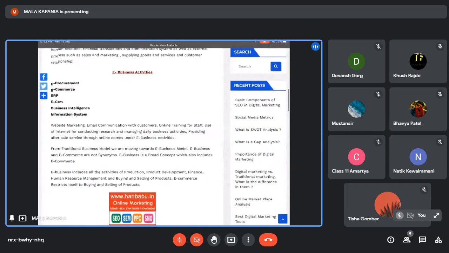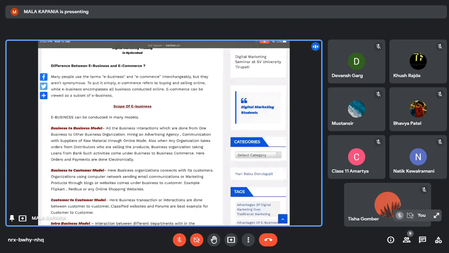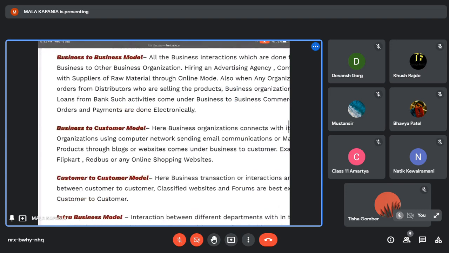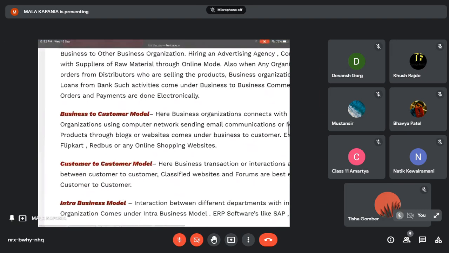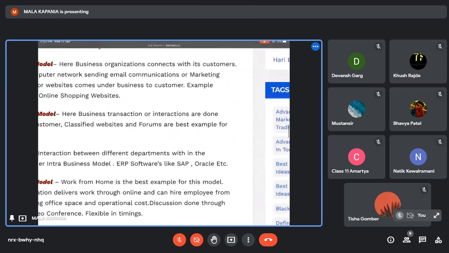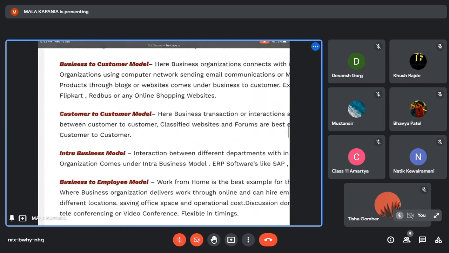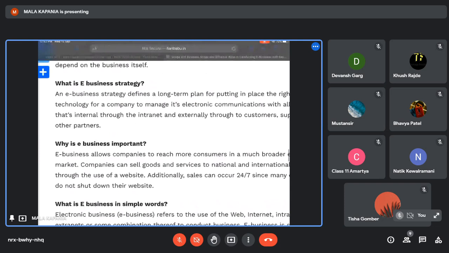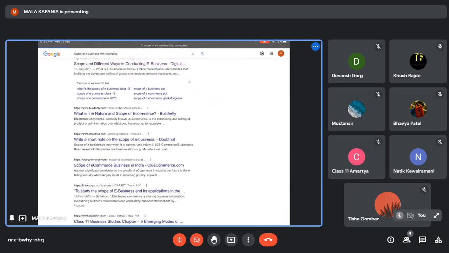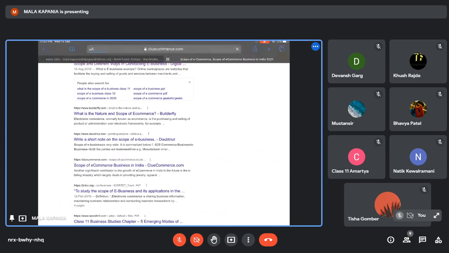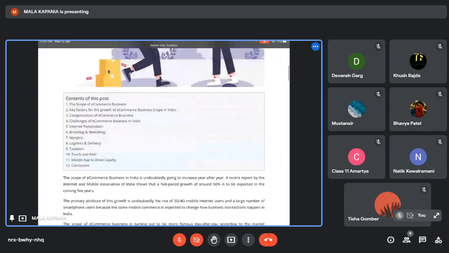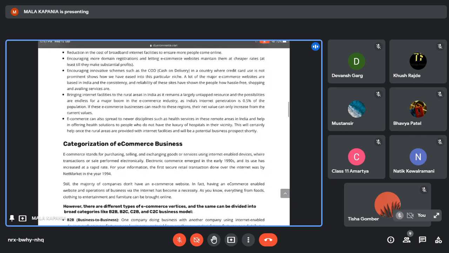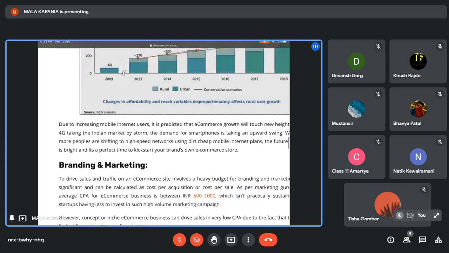See, it is a business to business model, business to customer model. See, red bus, can you see this red bus? Flipkart. Online students, please, we have examples ready made here. Intra business models, business to employee model. The net is full of examples for you. See here, B2B. Everything you have available here, along with the data and along with examples.